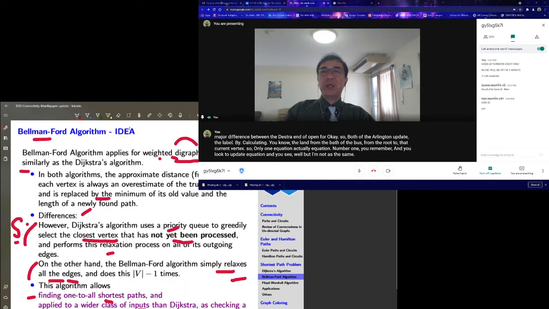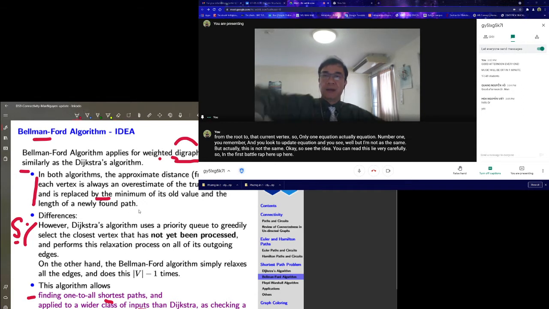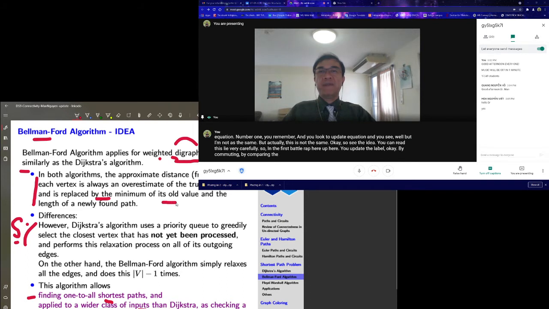But actually, this is not the same. Okay, so this is the idea. You can read this slide very carefully. So in the first paragraph up here, you update the label by comparing the minimum of the old value and the new length from the newly found path. Okay, this is the idea we summarize in equation number one.